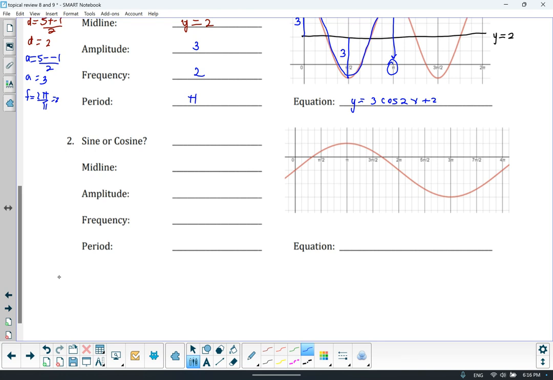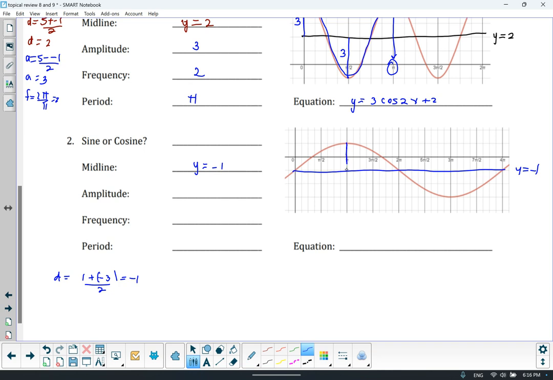So the midline is going to be max minus min, max plus min over 2. So the maximum is 1. The minimum is negative 3, over 2. So that's negative 2 over 2, or negative 1. So the midline's y equals negative 1. Make sure you label your graph.